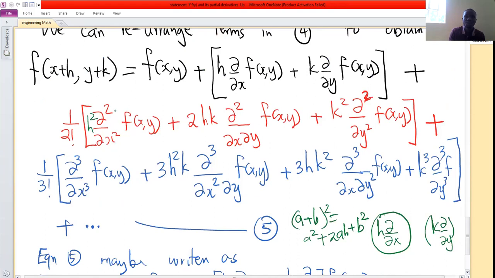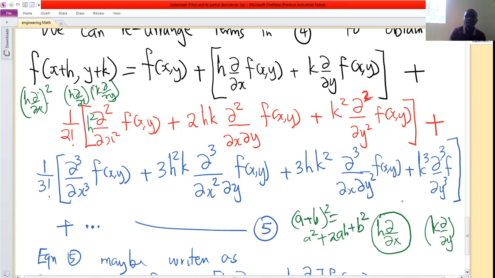So the coefficient of this one is 1, coefficient of this one is 2, then this is 1. This one is the same as taking h partial x and then you square. That's why I have h squared partial squared x squared. And then here we have h partial x, you multiply by k partial y. That's why you have hk, and then partial squared partial x partial y. And in this binomial expansion, that's why you have this coefficient 2.